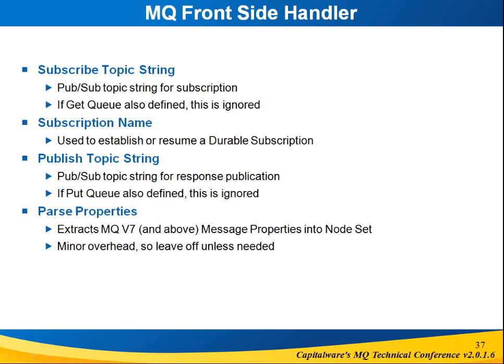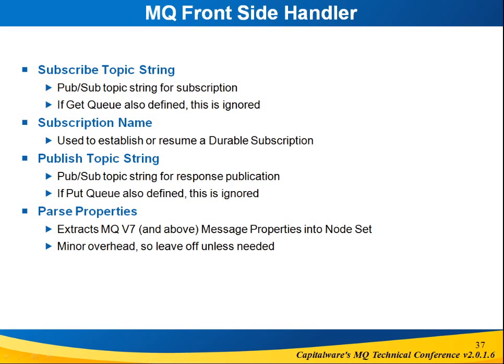Subscription name. You can establish a durable subscription from the MQ front-side handler within DataPower if you want to, by putting in a durable subscription name here. That will either create a durable subscription up front initially or return to an existing durable subscription later if you dropped your connection and came back later. If you leave that blank, it assumes a non-durable subscription which is cancelled as soon as the DataPower system drops its connection or the front-side handler object is disabled.